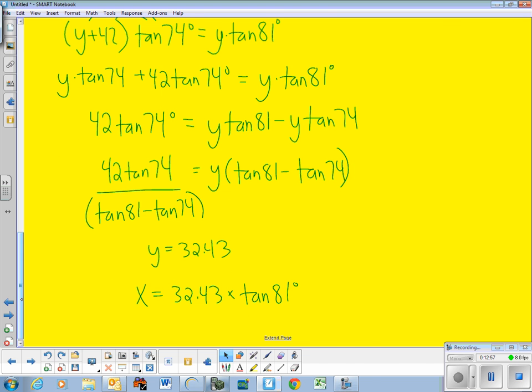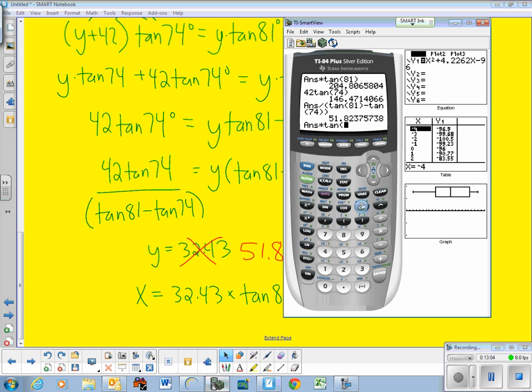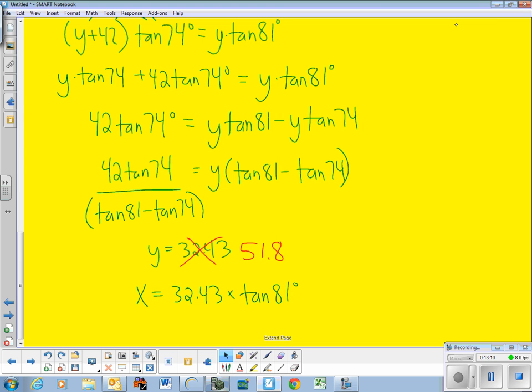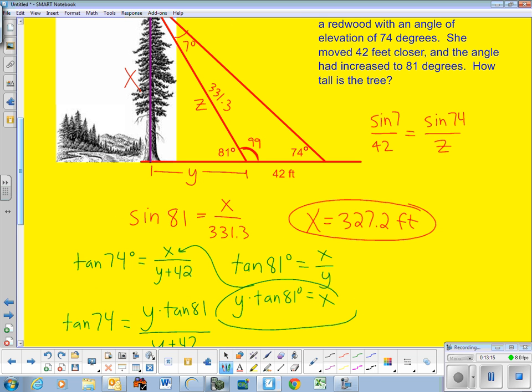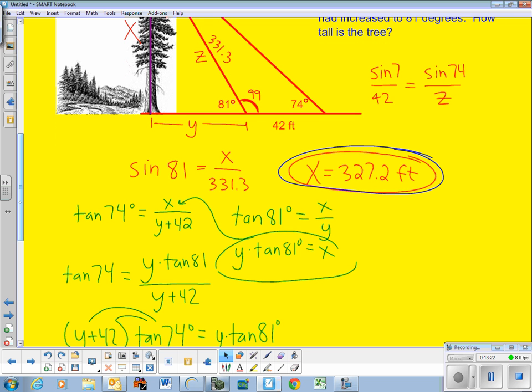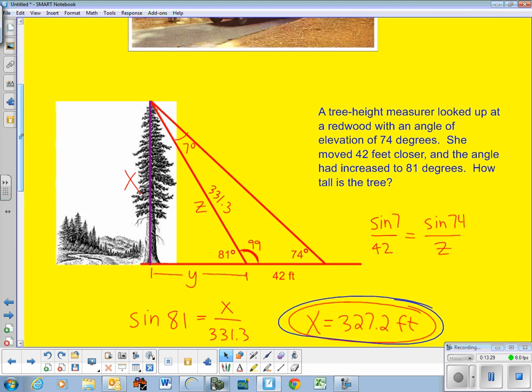51.8 is now here. That times tangent of 81, 327.2. Oh, how tall is the tree? 327.2. Beautiful. Okay, now obviously I made that mistake just to keep you on your toes and illustrate a possible hiccup that you could make. I would never do that accidentally, but it also proves this point.